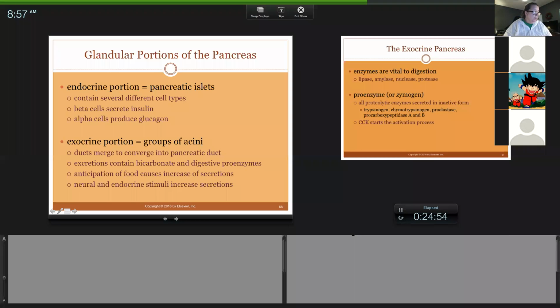Now, a very important part is the exocrine portion of the pancreas. You don't need to know groups of acini. I just want you to know the exocrine portions. It all merges into a duct, and the duct will take digestive enzymes to the small intestine, the duodenum specifically. They will secrete bicarbonate and digestive proenzymes. Proenzymes are going to activate enzymes. Now, the exocrine pancreas will get stimulated and will start secreting if the animal even thinks there's food coming.